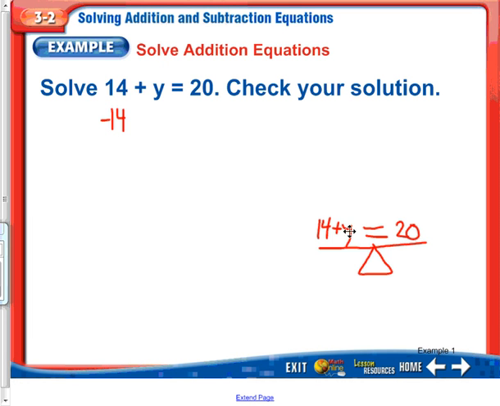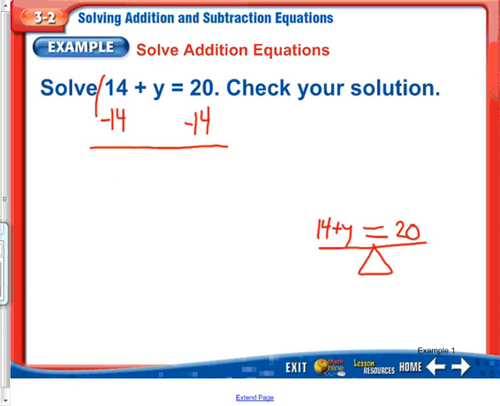Otherwise, our teeter-totter, or our equation, will not remain equal. So we also need a negative 14 on this side. Please notice how I'm keeping everything lined up. The negative 14 goes directly below the 14, and the negative 14 here goes directly below the 20. Now I'm going to draw my line, because just like when I do an addition or subtraction problem, I draw this line so that I know I'm answering a problem.